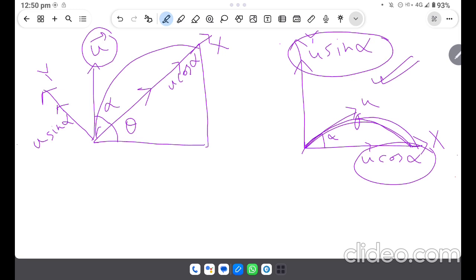That means the u cos alpha, the horizontal component of the initial velocity, remains the same, because in this direction there is no acceleration, but in this direction the acceleration is g. That's why the vertical component of the velocity will keep on changing, but the horizontal component of the velocity remains constant, right? But that's the case of the normal angular projectile motion. What happens in the inclined plane is a totally different case. How is that? Let's see.